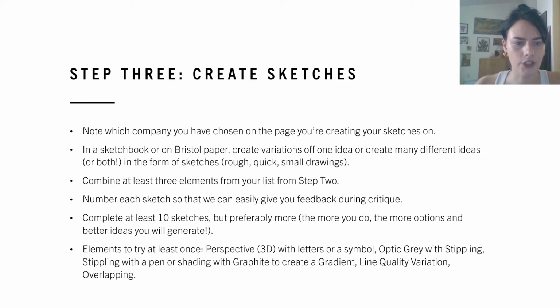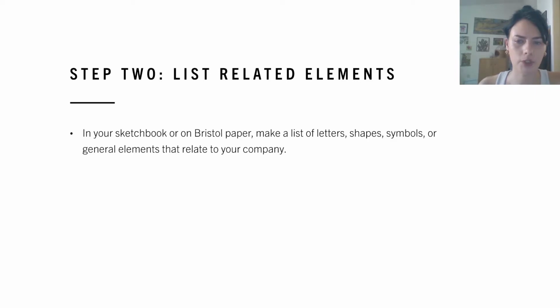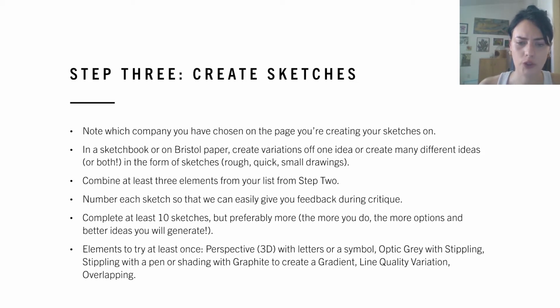Okay. So you're going to combine at least 3 elements from your list from step 2. So remember, in step 2, you are making some lists of ideas, maybe some keywords, maybe some potential ideas there. So try combining some of those things together. Use that as a starting point. And if you come up with more ideas, that's totally fine. This is just a brainstorming process.